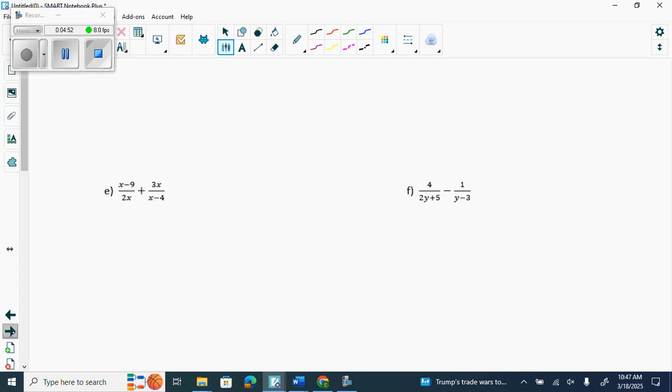So what does that mean? The left-hand side, I have x minus 9 over 2x. What am I going to multiply by? x minus 4. No thought process. I literally just multiply by the binomial.